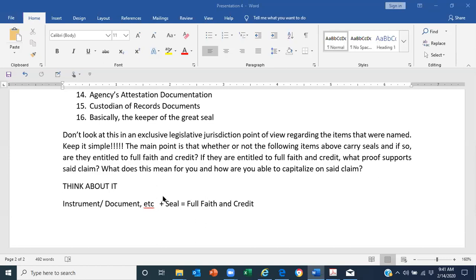The main point is whether or not the following items above carry seals, and if so, are they entitled to full faith and credit? If they are entitled to full faith and credit, what proof supports said claim? What does this mean for you, and how are you able to capitalize on said claim? Think about it. Instrument/document, etc. plus seal equals full faith and credit.